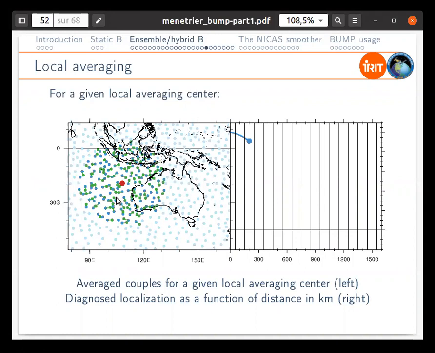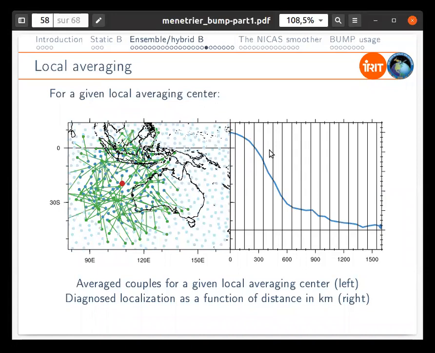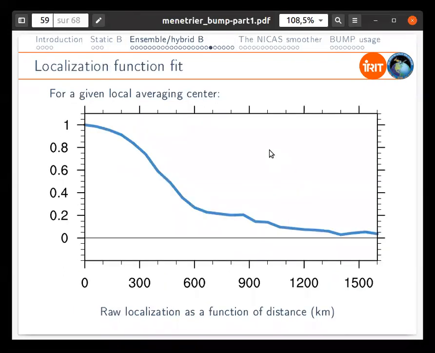The green points show the couples for the first class, around 300 kilometers, and then a second class around 400, and so on and so forth. What we see on the right of this panel is the localization function that is computed progressively for different distance classes. I'm sorry it's a bit fast and a bit complicated. I have some documentation and videos to show that more slowly. But finally, what we get is a localization function.